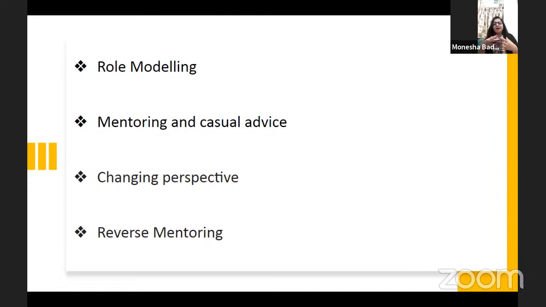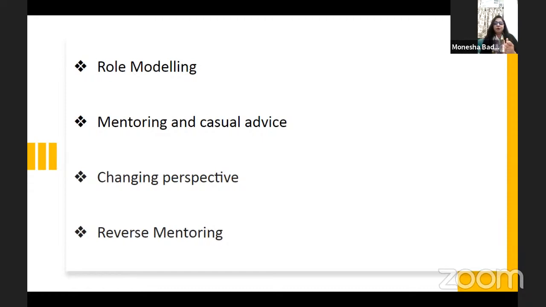Now, with the shrinking family system and having fewer and fewer people around you, it has become far more important to seek help outside. One kind of help is that you can go for counseling, therapy, and all. But having a mentor with you at the right time makes a lot of difference. As you are growing, it's important to have that one person, two people guiding you through this journey.